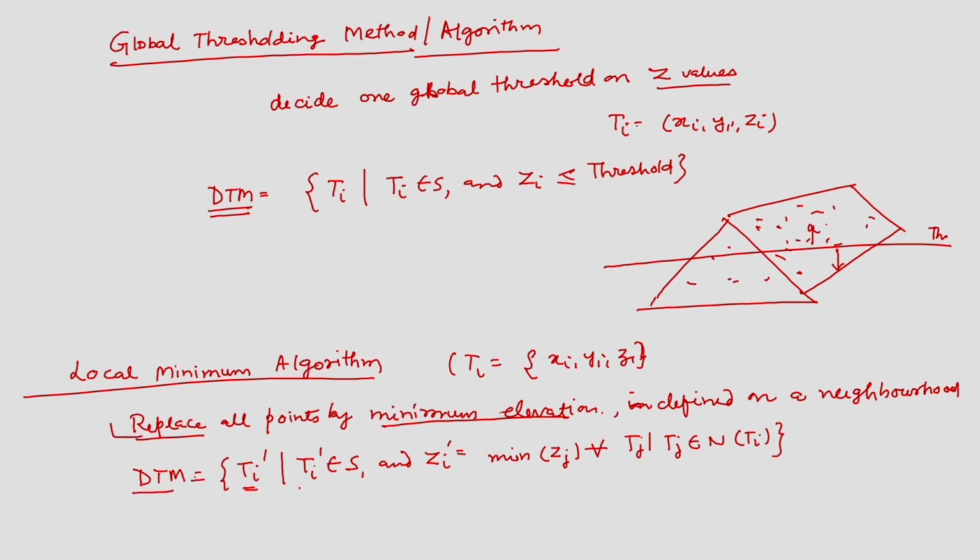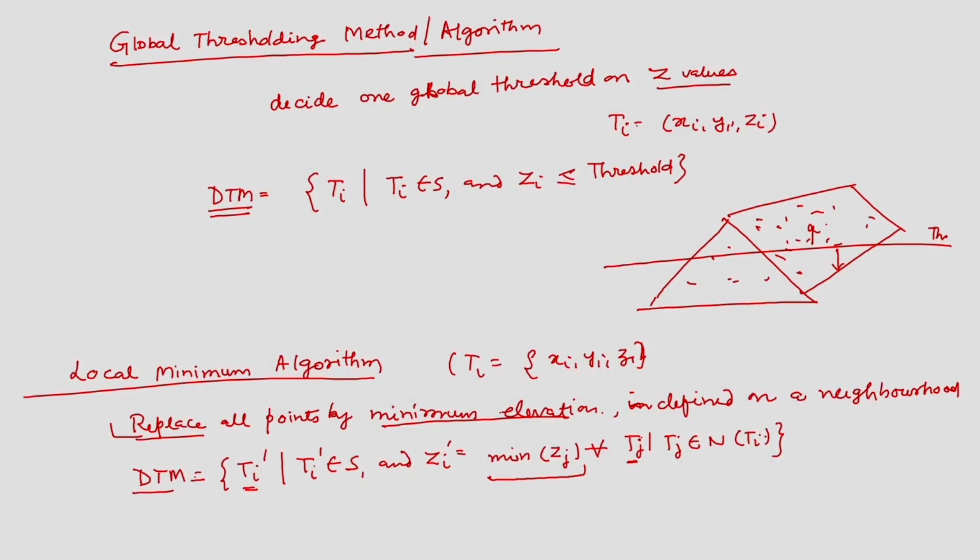So, this is the way we replace the elevation of a point by Ti dash, given that Zi dash is equal to the minimum of all the Zj, where Zj belongs to Tj and Tj is in the neighborhood of Ti. That means, using the neighborhood information, I am finding the minimum around a point Ti and replacing the Z values of Ti using some neighborhood information. So, that is the local minimum algorithm.